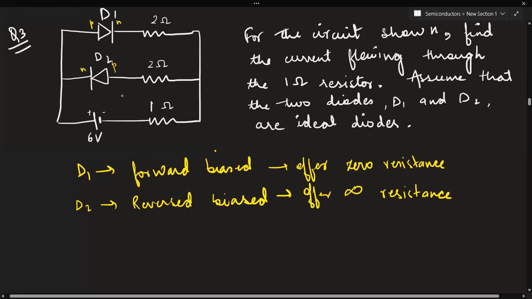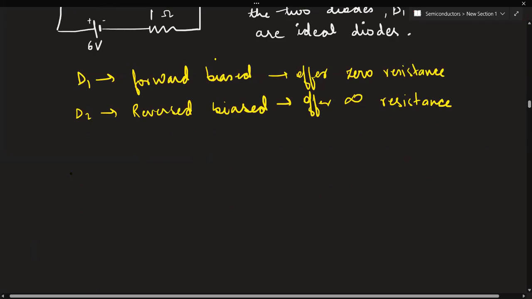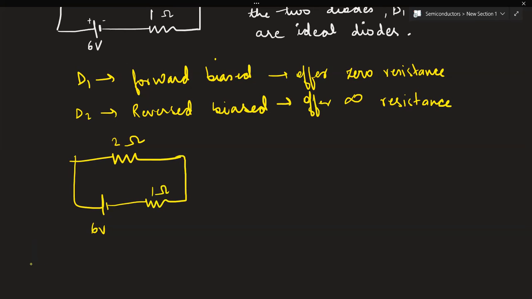So ultimately, we can reduce the circuit and we are left with this circuit only. This is the 2 ohm that was connected in the uppermost arm with the 6-volt battery, along with the first 1 ohm resistor.